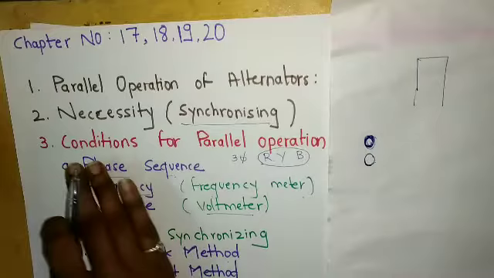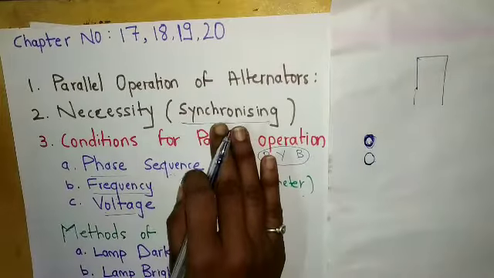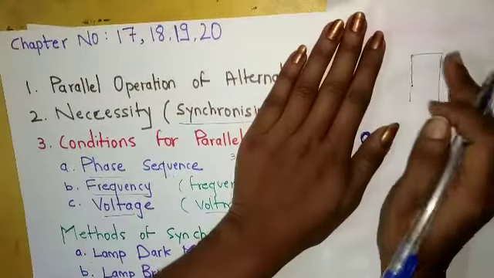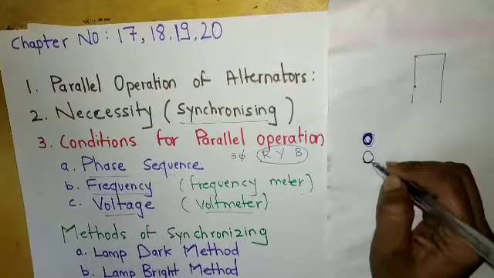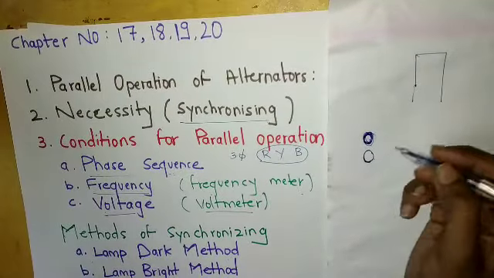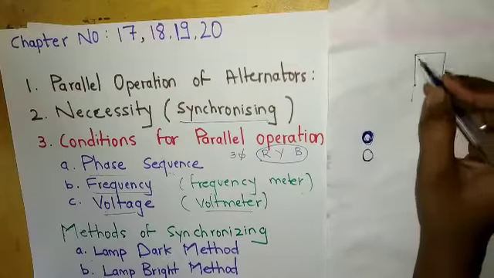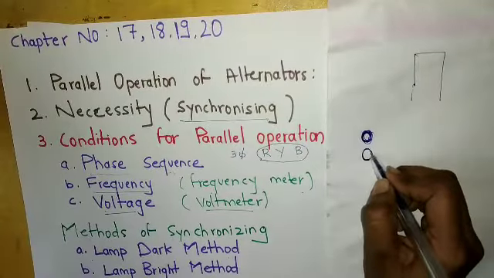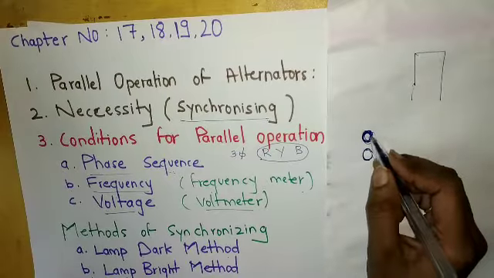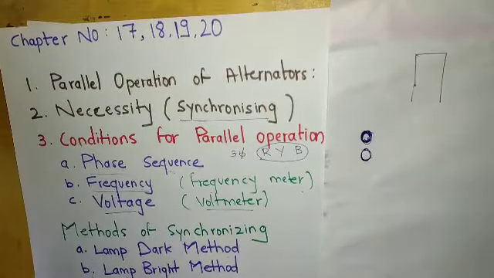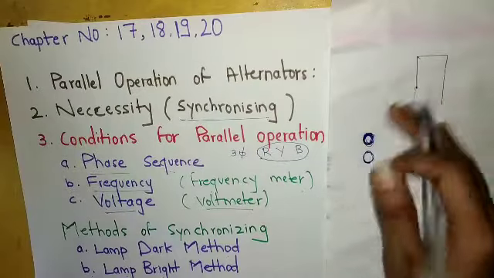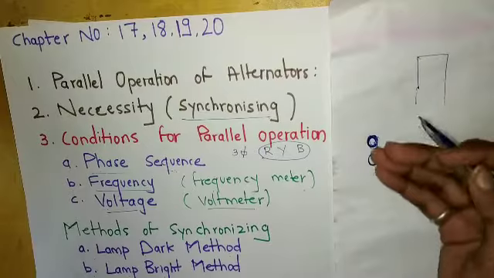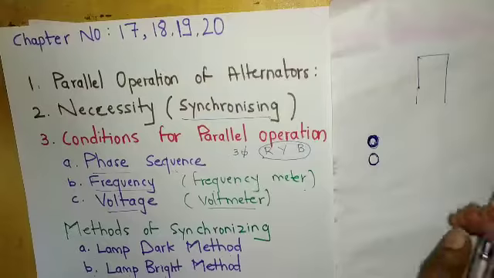So why is there a necessity of this synchronizing? Why is it required? As I told you, as the load condition increases, we need to increase the number of alternators, right? This one single alternator cannot fulfill the load condition. So we need to connect another alternator in parallel with this first alternator. So this is the first necessity, that if the load condition increases, then we need to increase the number of alternators. There may be a number of alternators as per requirement.